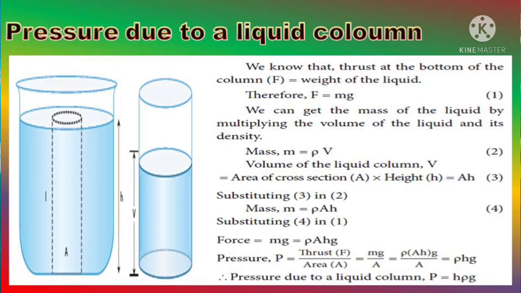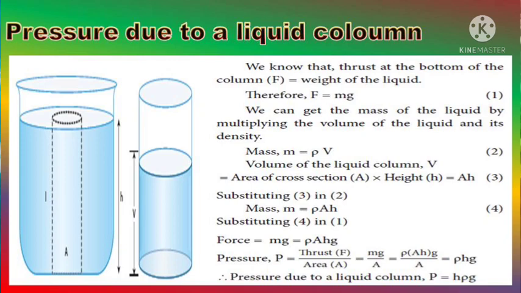We know that the force F is equal to m into a, mass into acceleration. Here we take the acceleration due to gravity, so here a is replaced by g. So the first equation is F equal to m into g. Then substitute the mass by rho into V. Mark this as equation number 2.